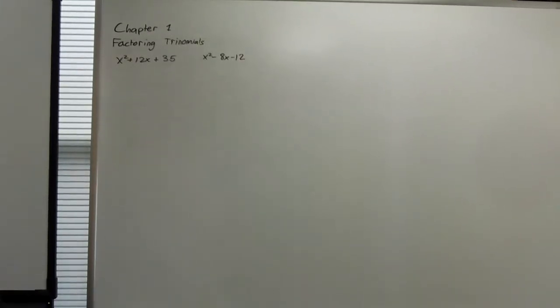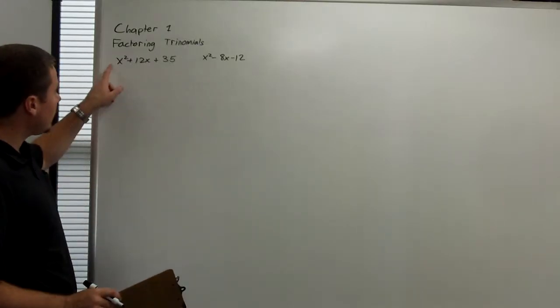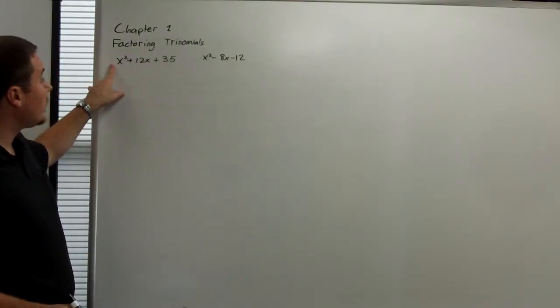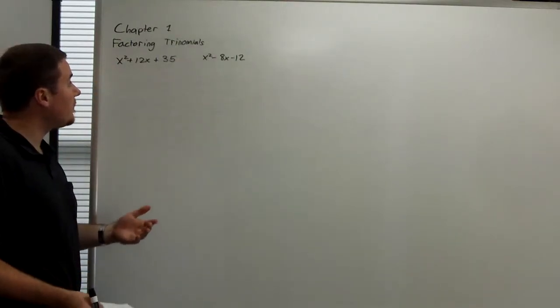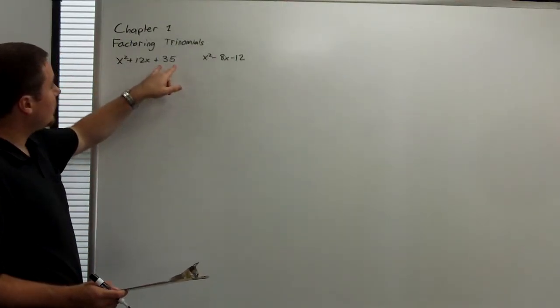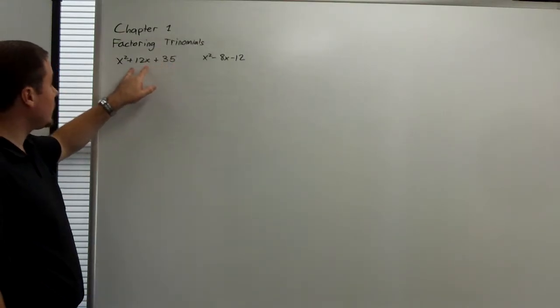Alright, for this video we're going to learn how to factor simple trinomials. And when I say simple, I mean that the a term, the leading coefficient, is 1. In these cases, all you have to do is come up with a factor list of the last term and see if it adds up to the middle term.